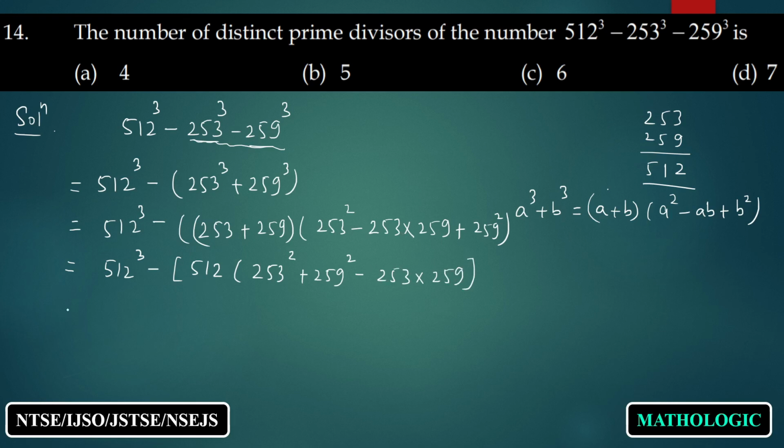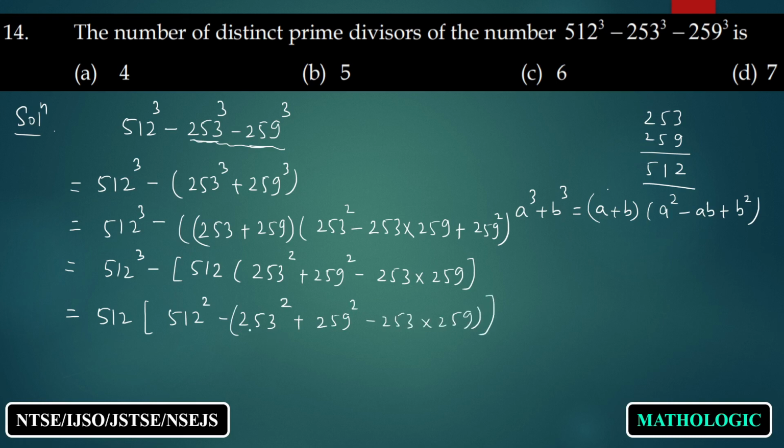So there are two numbers, 512 and this whole number. I can take 512 common from all these terms, so I will be left with only 512 whole square. This will become 512 whole square, and this number has gone outside as a common factor. We are left with only minus 253 whole square, just keep minus outside, so plus 259 whole square and minus 253 times 259, right?